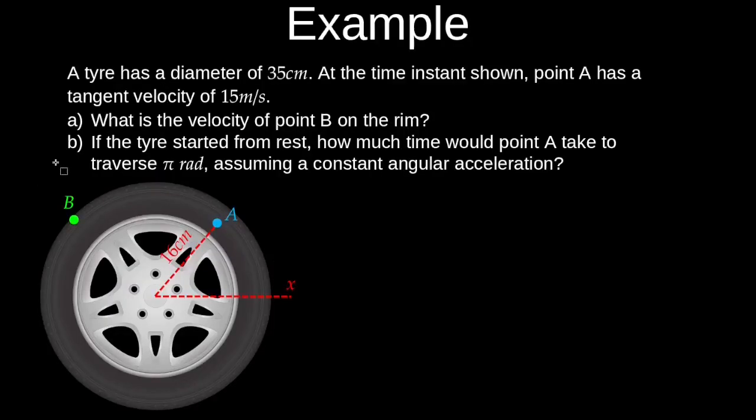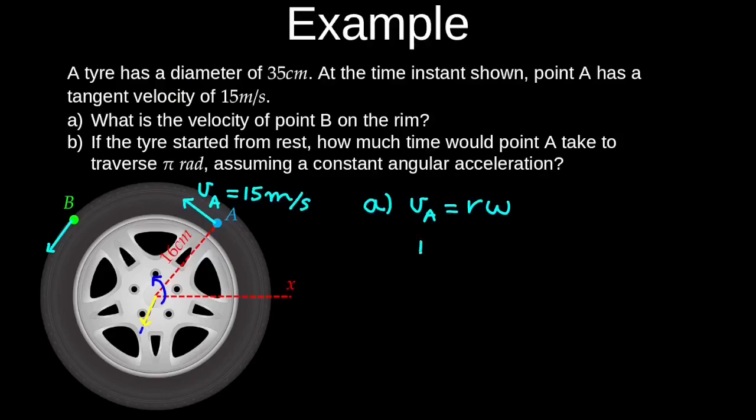A tire has a diameter of 35 centimeters, and at point A, the tangent velocity is 15 meters per second at the instant shown. And part A asks for the velocity at point B on the rim. Well, we know that VA is rω, where the angular velocity is uniform on that planar rigid body and points out of the screen.